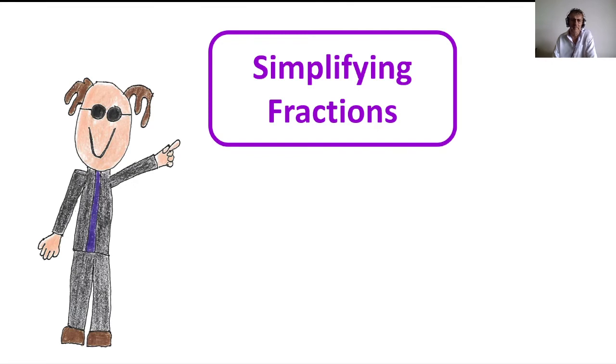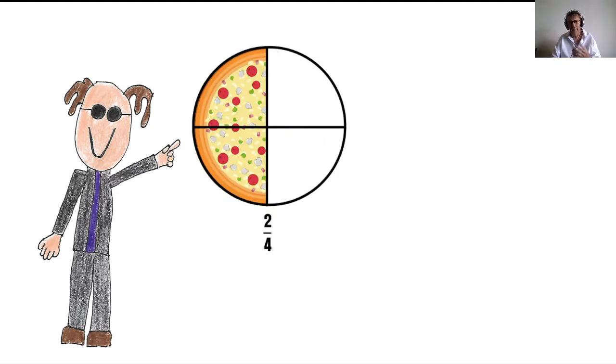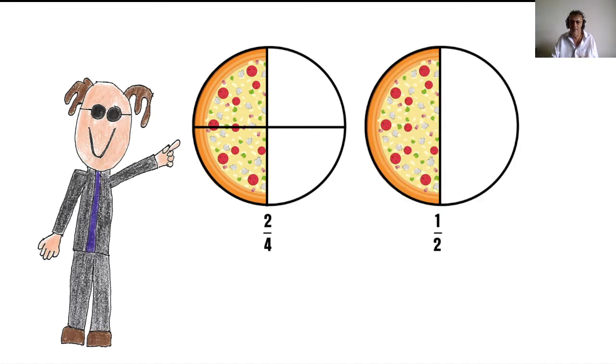Simplifying fractions. Simplifying fractions is rewriting a fraction using the smallest top and bottom numbers we can without changing the value of the fraction. For example, here we have 2/4 of a pizza. But we can rewrite this as half a pizza.